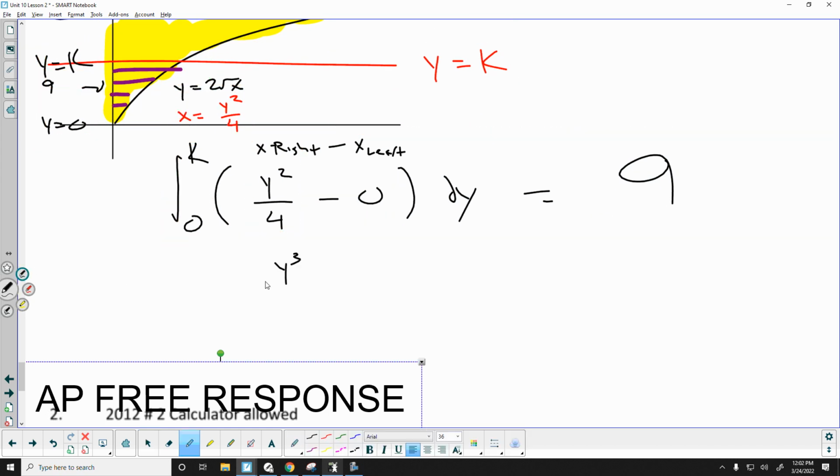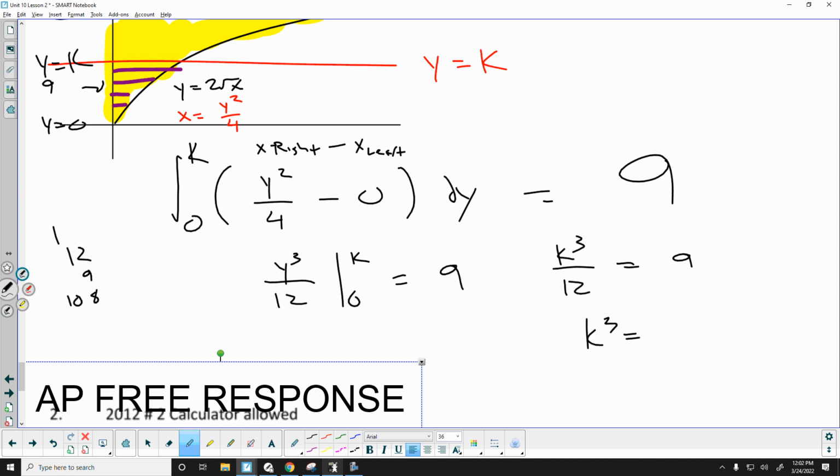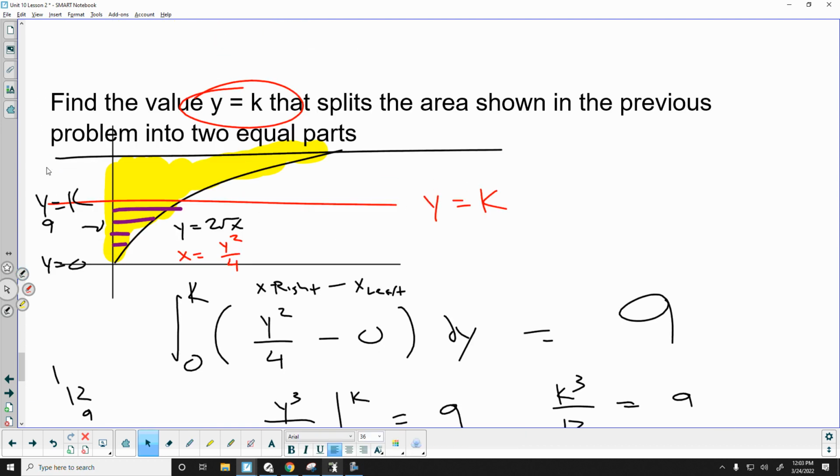We take the antiderivative. I got y cubed over 12. I'll find the change in that between 0 and k, set it equal to 9. I get k cubed over 12 minus 0 equals 9. 9 times 12 is 108. You might get the same answer, you just did it in a different order. The answer is the cubed root of 108. Nope, it's not going to be 6, because y equals 6 is this line. You're obviously not splitting it in half if it's at 6.